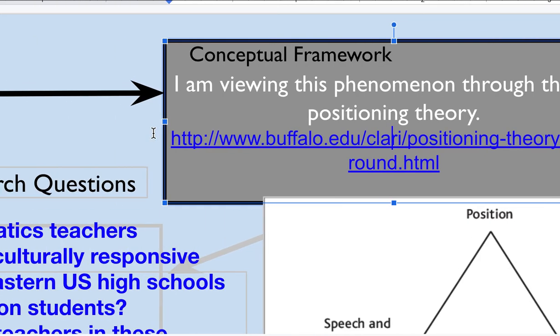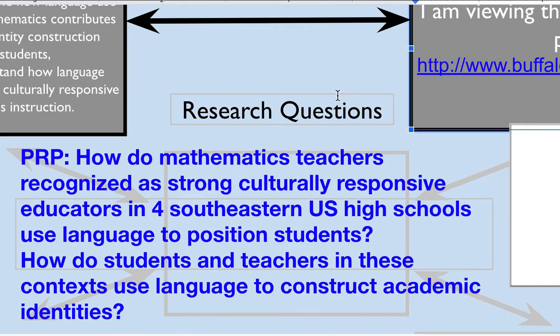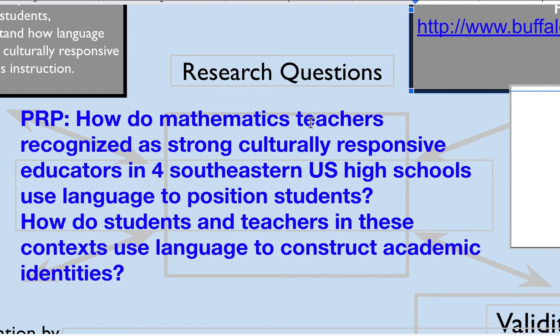Now we're going to move back to research questions. I fuse my goals and my conceptual framework together, and I'm going to use a specific place, participants, etc. Realist, like I don't need an instrument to measure it, and process, like it's not about how does X correlate with Y, that kind of question. How do mathematics teachers recognized as strong, culturally responsive educators in 4 southeastern U.S. high schools use language to position students? How do students and teachers in these contexts use language to construct academic identities?